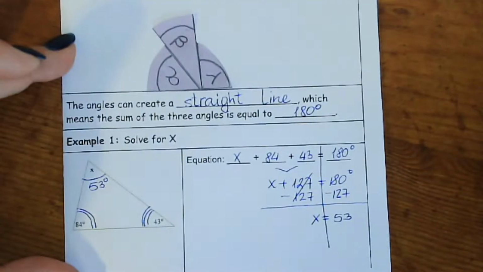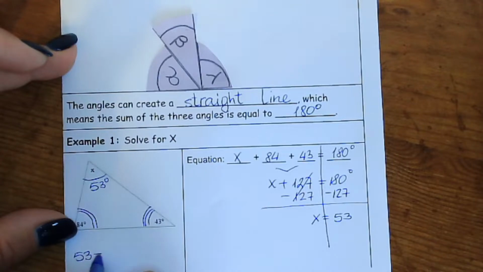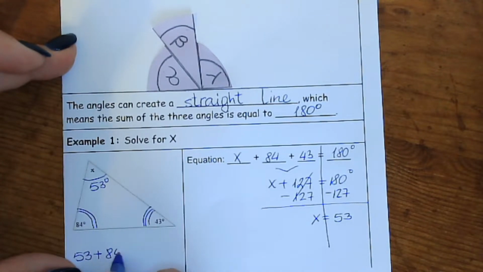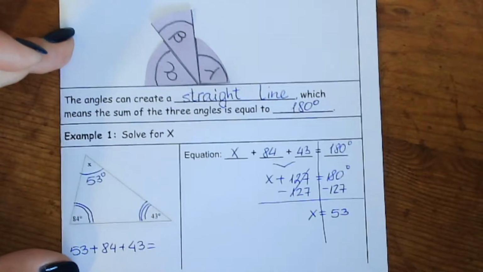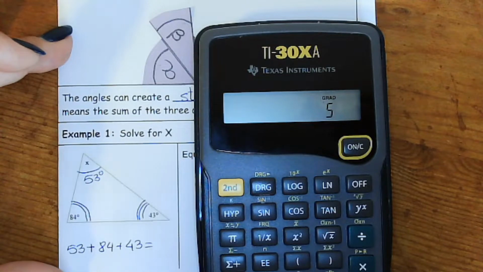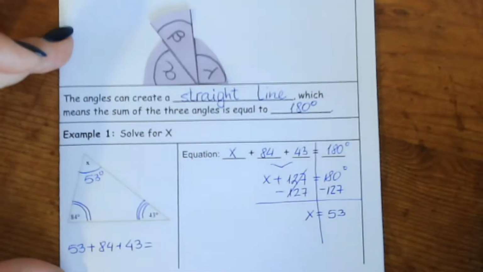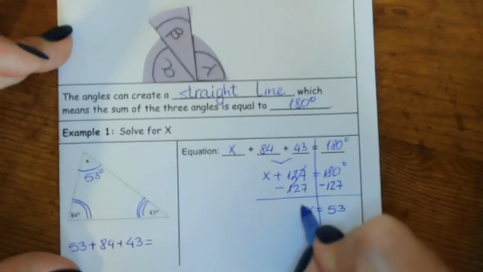It's always good to check the sum of the angles. So 53 plus 84 plus 43, let's see, does that really add up to 180 degrees? So we have 53 plus 84 plus 43 equals 180 degrees. So we solved for x correctly.